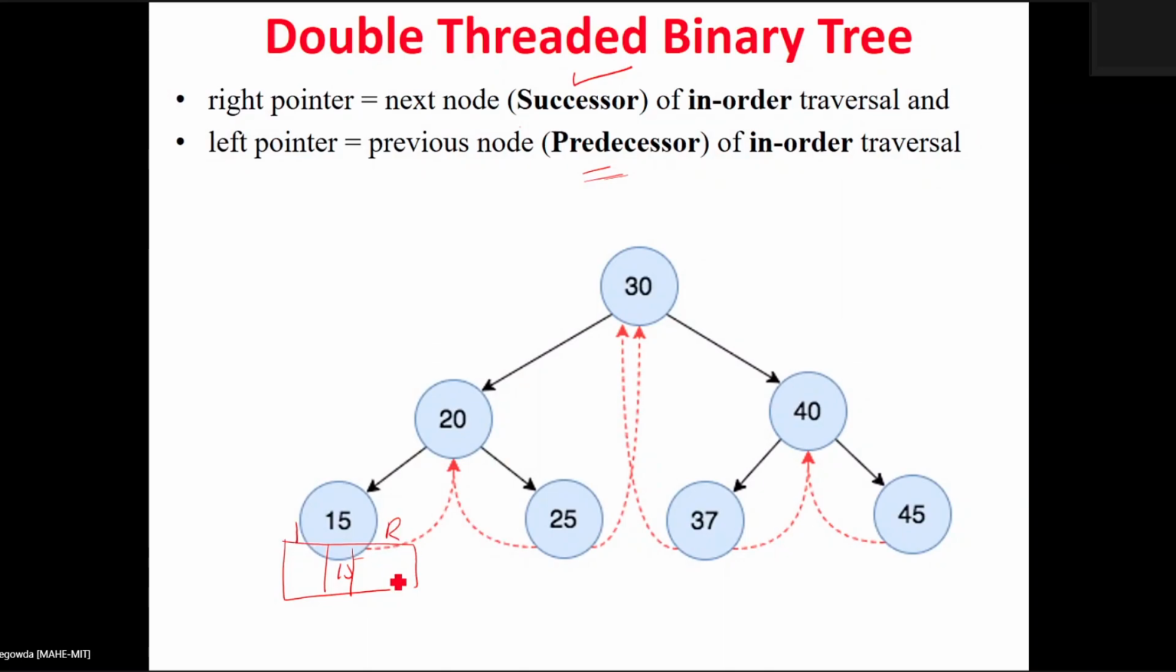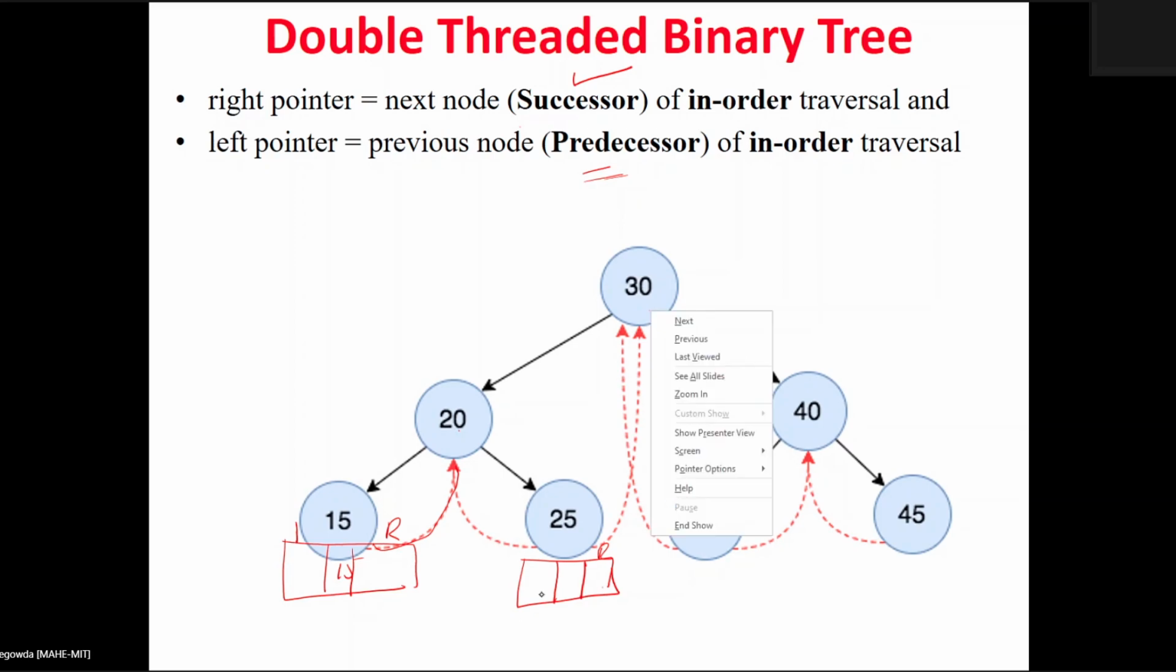Here the right link or right pointer of 15 is towards the in-order successor. The in-order successor is nothing but 20, so it holds the address of 20. Similarly, if you come to the leaf node 25, the empty link fields are replaced by the in-order successor and also the predecessor values. So this right link holds the in-order successor, that is nothing but 30, and the left link of 25 holds the address of the 20, that is the in-order predecessor.